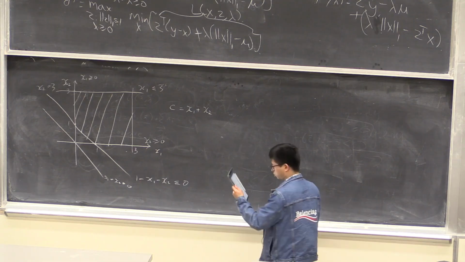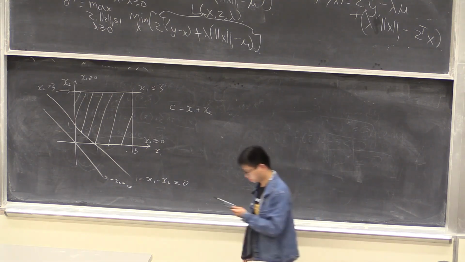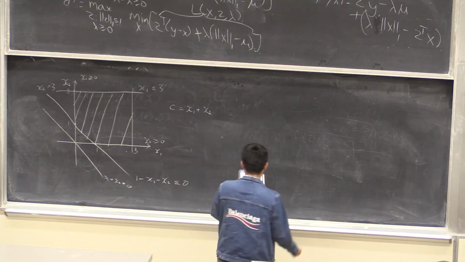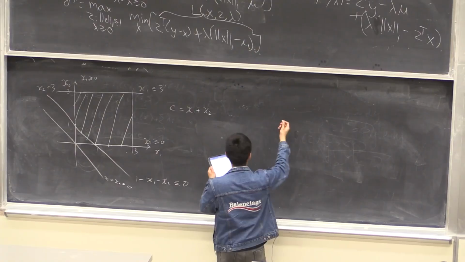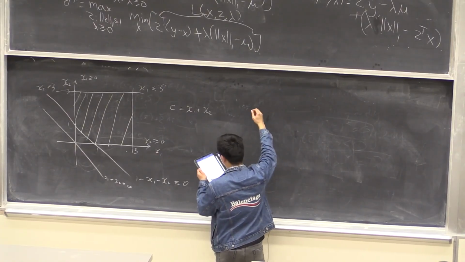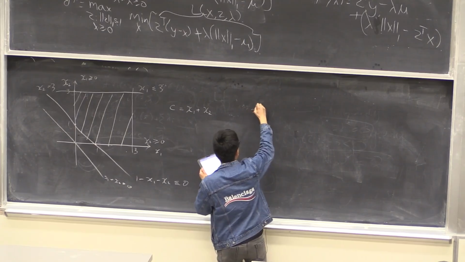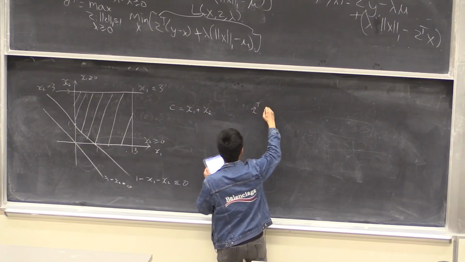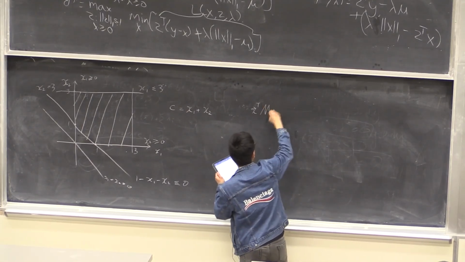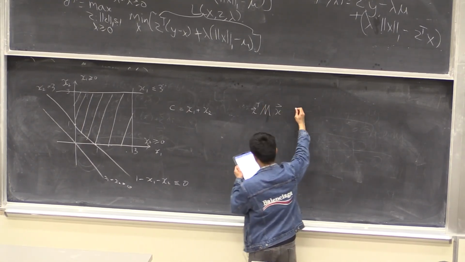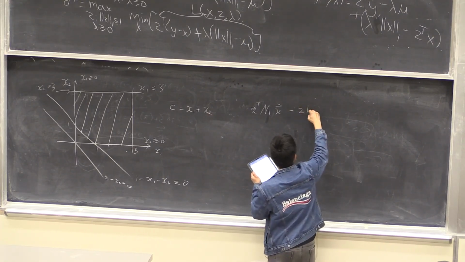Okay, so let's go to the next one. Question 6. In this question, we have a QP, a quadratic program, and we just have this objective function, which is x transpose M x, subject to b.